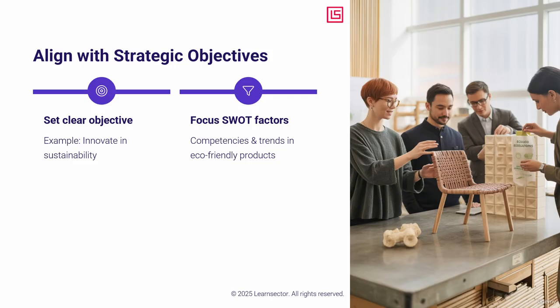Another best practice is to keep your SWOT aligned with strategic objectives. If your goal is to innovate in sustainability, your SWOT should center around competencies, market trends, and risks related to eco-friendly products, not just general capabilities. This makes the analysis more relevant and impactful.